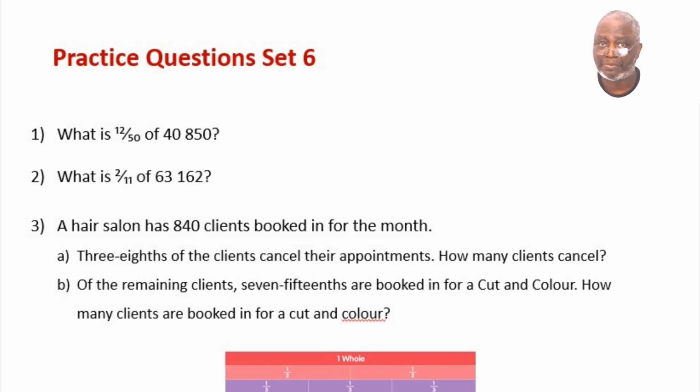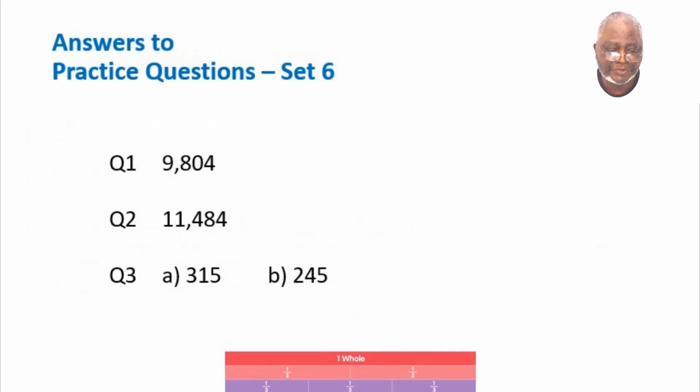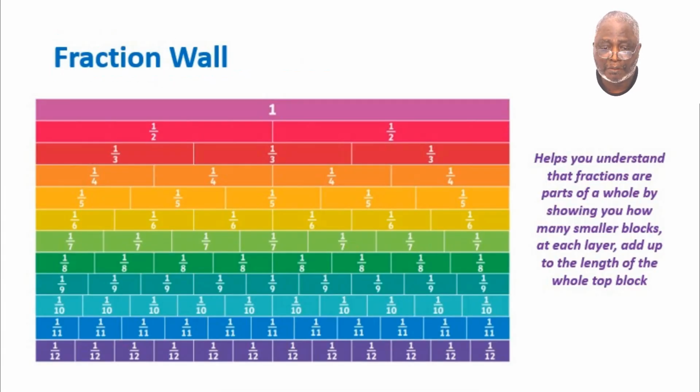Question 3 is a typical level 2 question. So think carefully, make your notes, do your calculations systematically. And that is your answer. Question 1, 9,804. Question 2, 11,484. And question 3, 315, B, 245. Before we move on to summarize what we've done, let's look at the fraction wall.